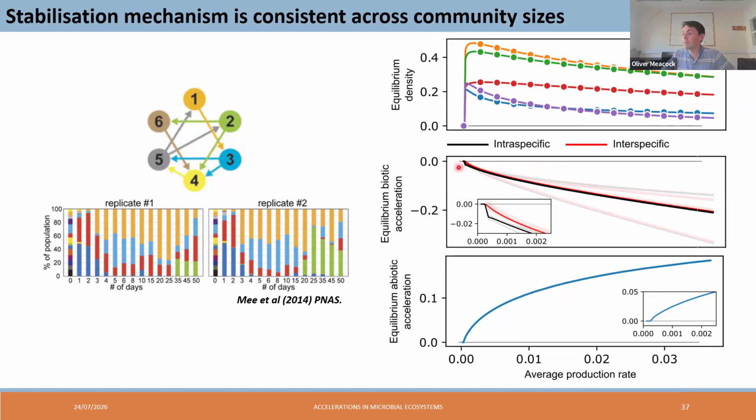But again, we have increasingly strong effective competition, but also increasingly positive abiotic accelerations, which resemble these intrinsic growth rates algebraically. And this corresponds nicely to what we see with experiments where we have multiple different auxotrophs growing together.